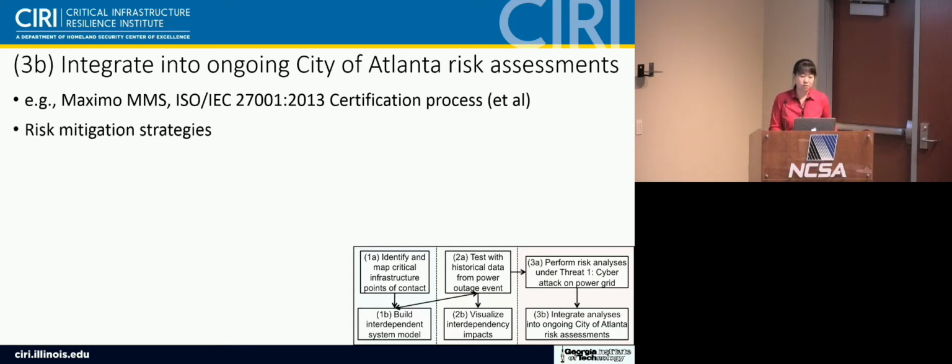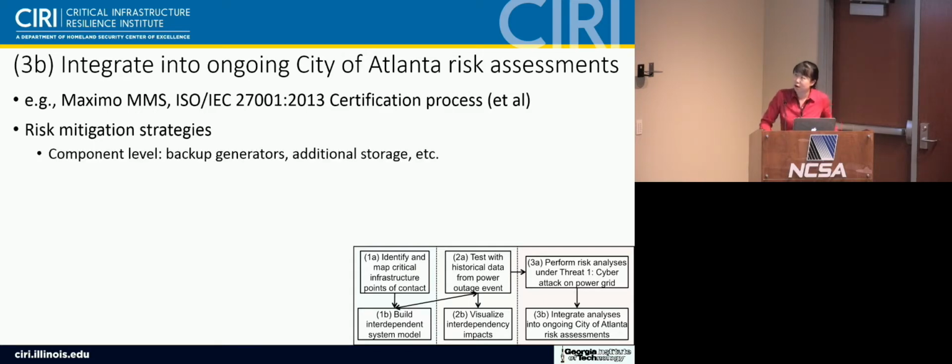And then potential risk mitigation strategies that we've talked about are at the component level, to add more backup generators, to add additional storage, and then also at the system level, to build additional connections across. This is a little bit more difficult in terms of actual implementation, in terms of being able to build in redundancies and additional paths between different points of the network.